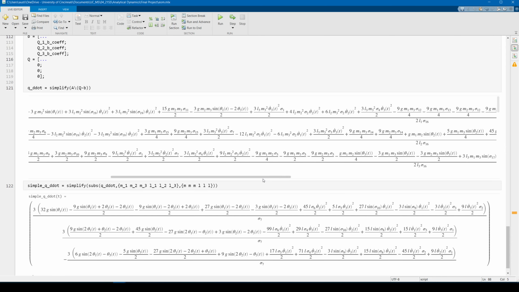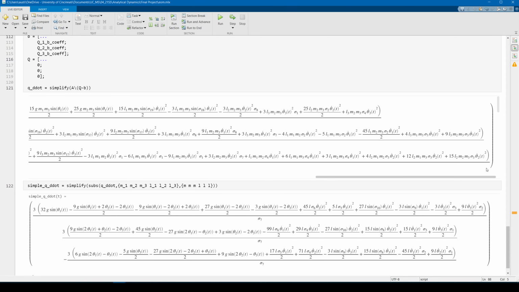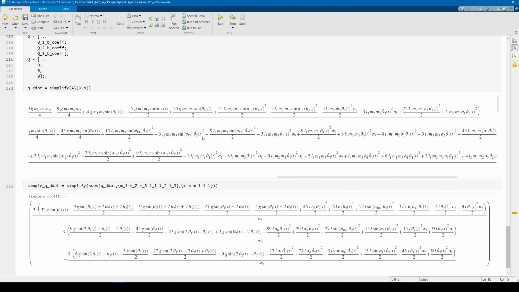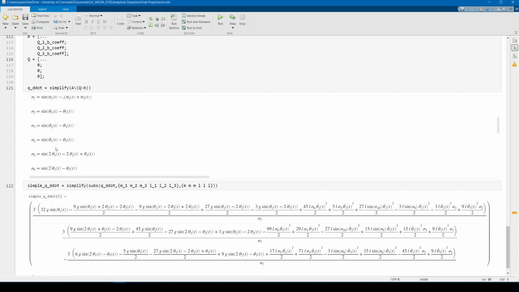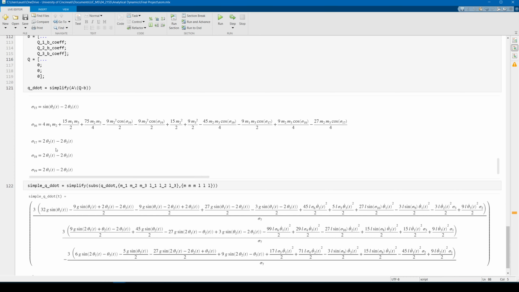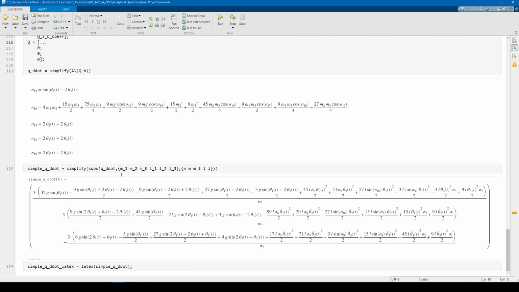You can see this equation is quite large here, and there are a lot of simplifications happening. You can see it's sigma 19, sigma 17, sigma 18. So there were a lot of abbreviations made in this equation, which are over here. And then we make our simplification where all the masses of the pendulums are the same, m, and all the lengths of the pendulum are the same, L.